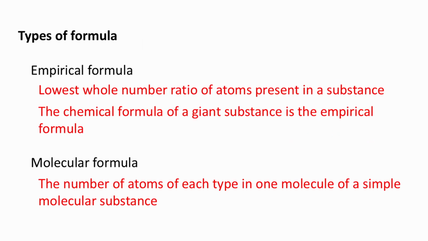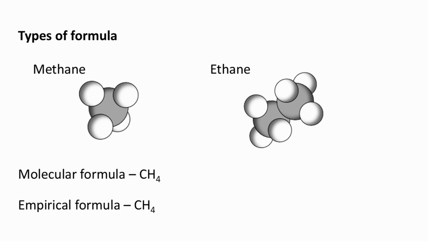Let's look at two types of formula. Empirical formula is the lowest whole number ratio of atoms or ions present in a substance. The chemical formula of a giant substance is always the empirical formula. It is not possible to give a molecular formula for a giant substance because there are no molecules present. The molecular formula shows us the number of atoms of each different type of element in one molecule of the substance. Molecular formula is sometimes the same as the empirical formula, but not always.